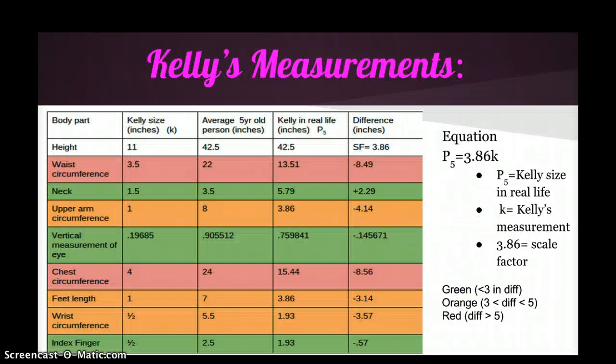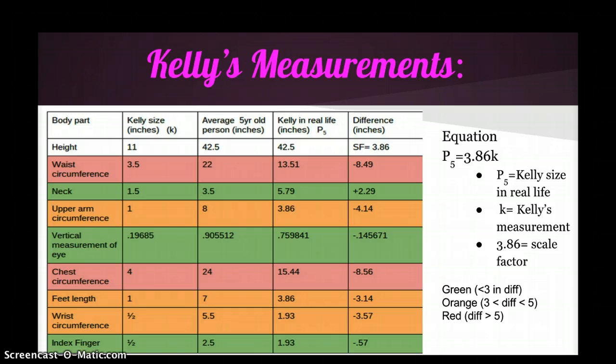So if you take a look at Kelly's table, her waist and chest circumference are far different than the average 5-year-old's measurements, so they are in red. Her upper arm circumference, foot length, and wrist measurements are a bit off, so they are in orange. And if you look at her neck, vertical eye measurement, and index finger length, it is not very different, so it's colored green. And Kelly's height is colored white because the value was used to find the scale factor.